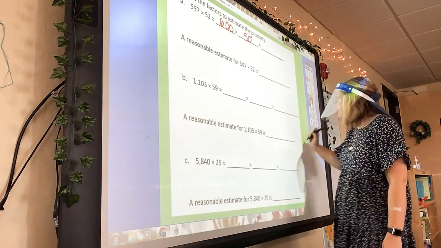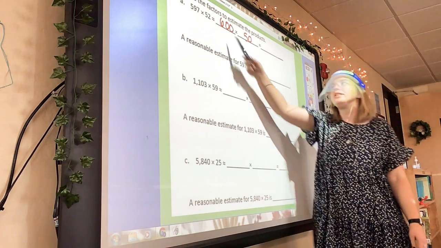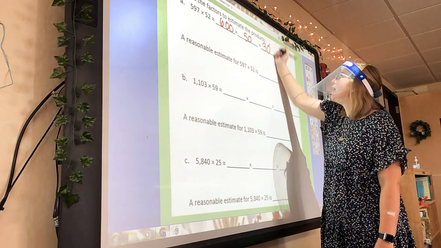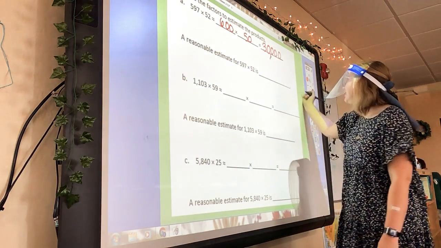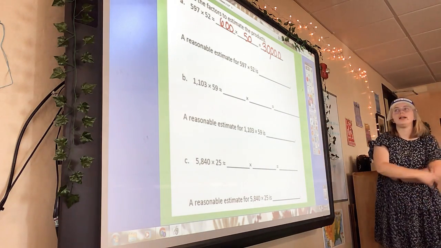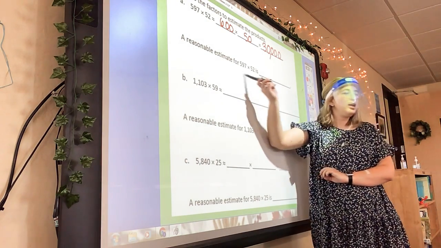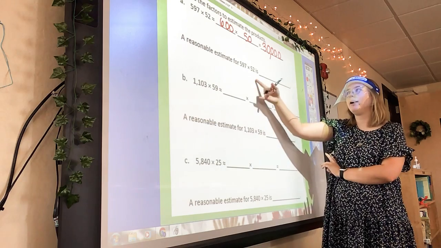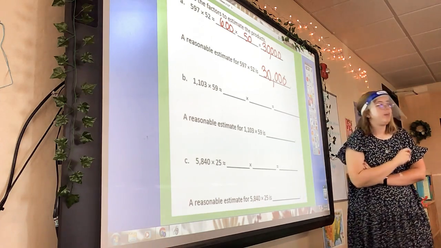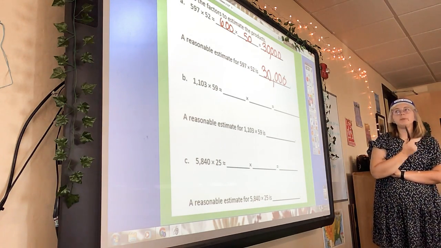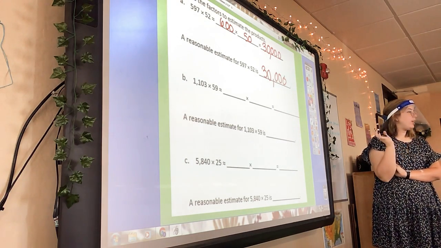50. Okay. So then from there, if I do 600 times 50, I can do 6 times 5, which is 30, and then put in my 3 zeros after. So 30,000 is a pretty good estimate for 1A. All you're doing on this part, when it says a reasonable estimate for this problem is blank, is writing what the estimate is. So you're kind of just writing it again. So that would be a reasonable estimate for that problem. Questions on 1A? No, ma'am.